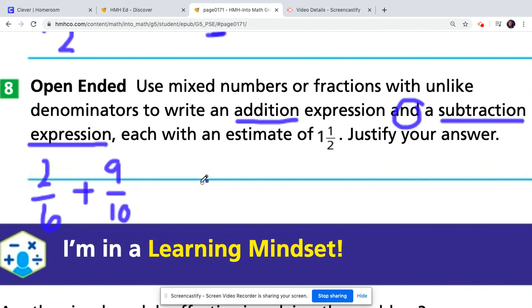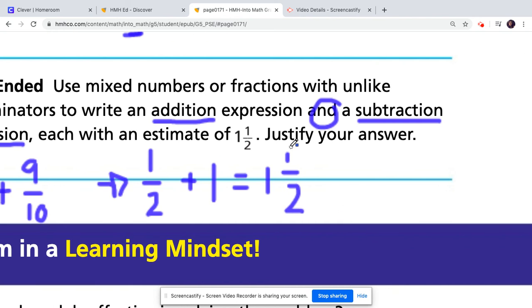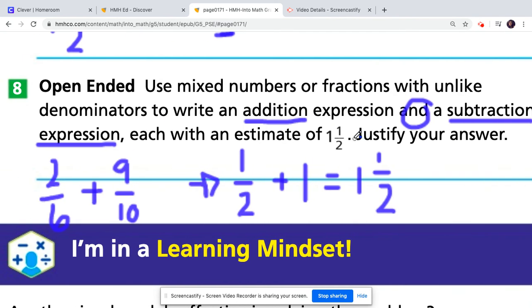I'm going to go ahead and show you how this works. I know that 2/6 is closest to half. And then I'm going to write over here, 9/10 is closest to 1. When I add half plus 1, I'm going to get 1.5. So just like that, there you go. And same thing when I do a subtraction problem. I have to do something when I estimate it that is going to give me a number, and when I subtract it after estimating another number, it will give me 1.5 as my answer, just like how they wanted me to get it.